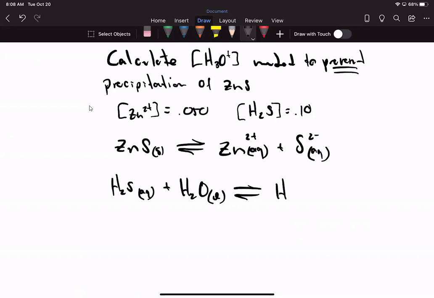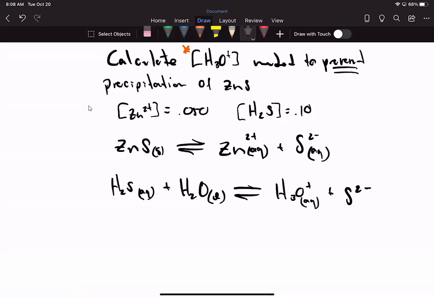Because we're dealing with hydronium, we need to recognize that that's going to be part of the acid-base reaction that we have here. We got H3O+ aqueous plus just some sulfide. There's our common ion.